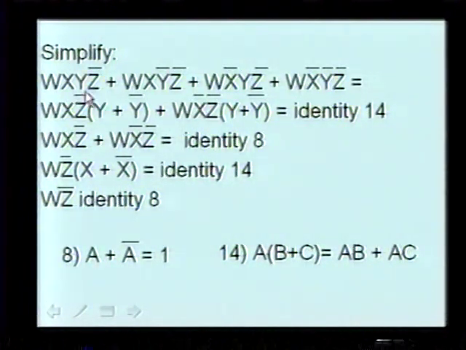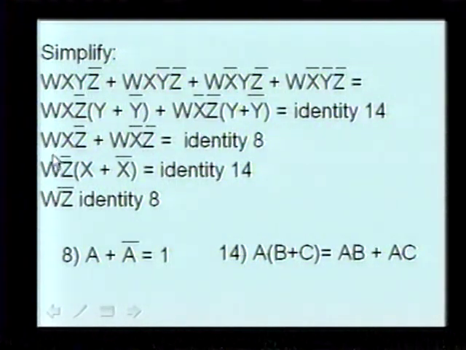So when you look at these, find out the common things here. So you have W X not Z, W X not Z. So you can group these two together. So you can say W X not Z is ANDed with Y ORed with not Y. So again, that's Boolean identity 14 that allows you to do that. So here we have W not X not Z is again ANDed with Y ORed with not Y. So these become ones, so we're left with W X not Z plus W not X not Z.